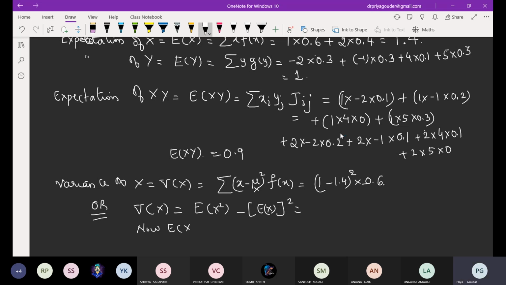What is expectation of x square means? Expectation of x means summation x into f of x. So expectation of x square means summation of x square into f of x. Any choice, this you can do or this you can perform, no problem.